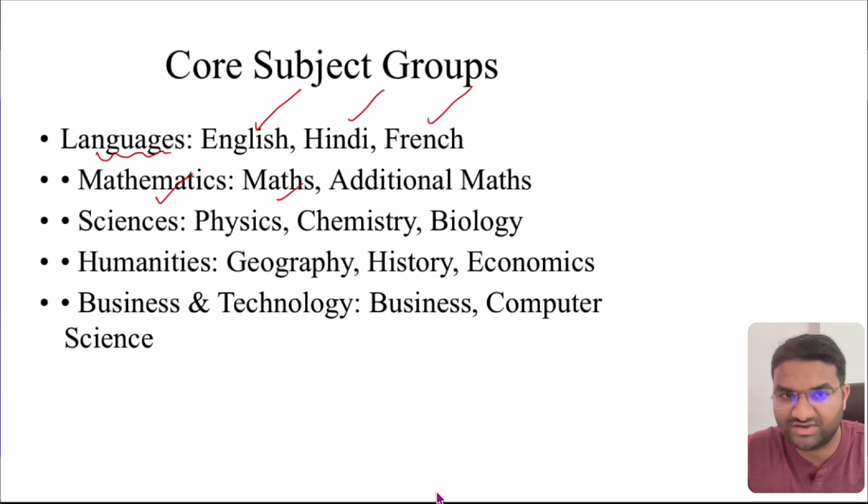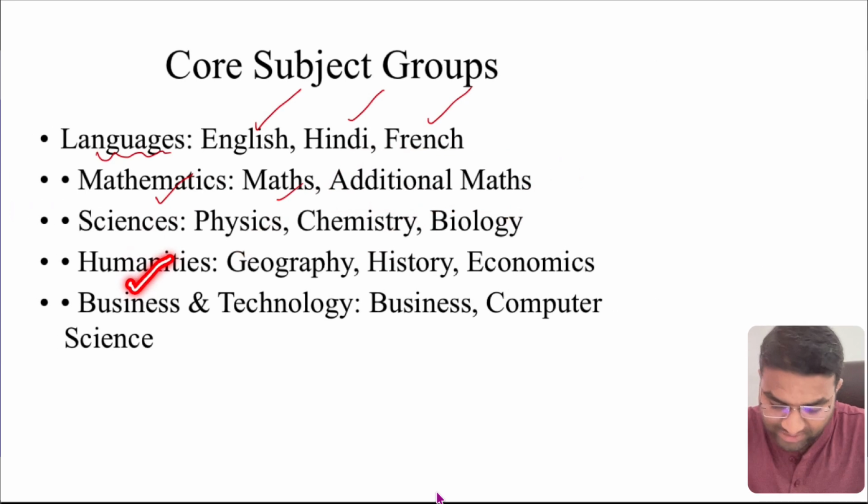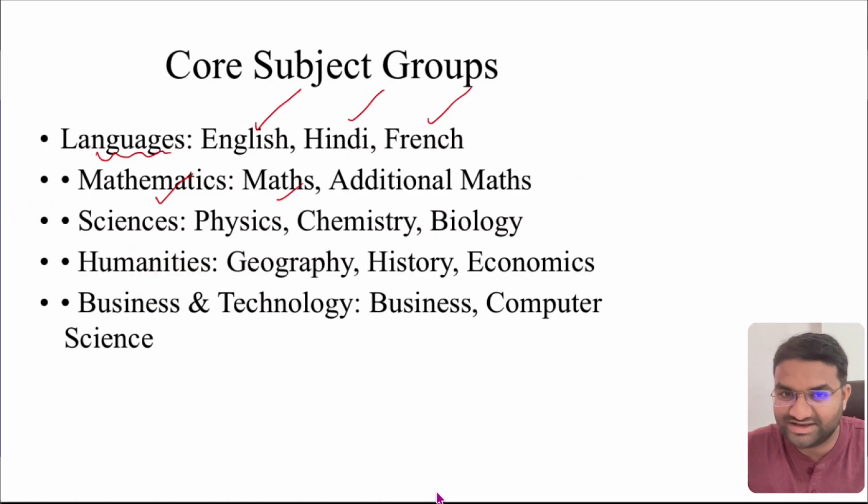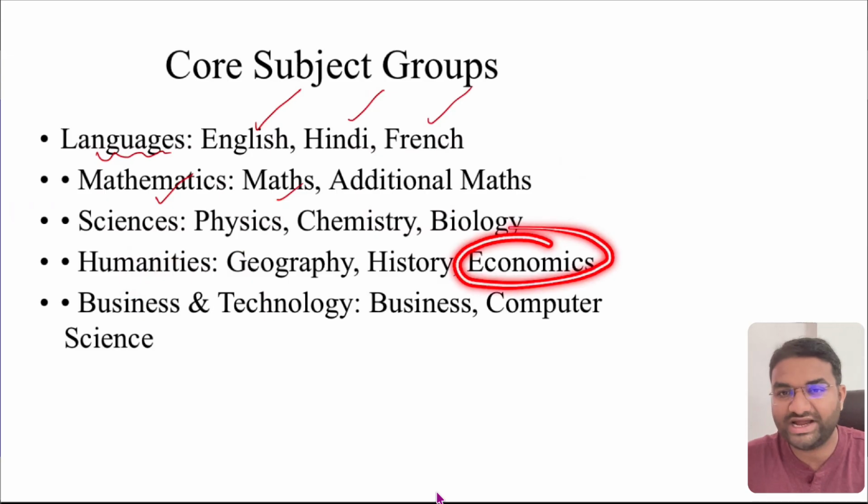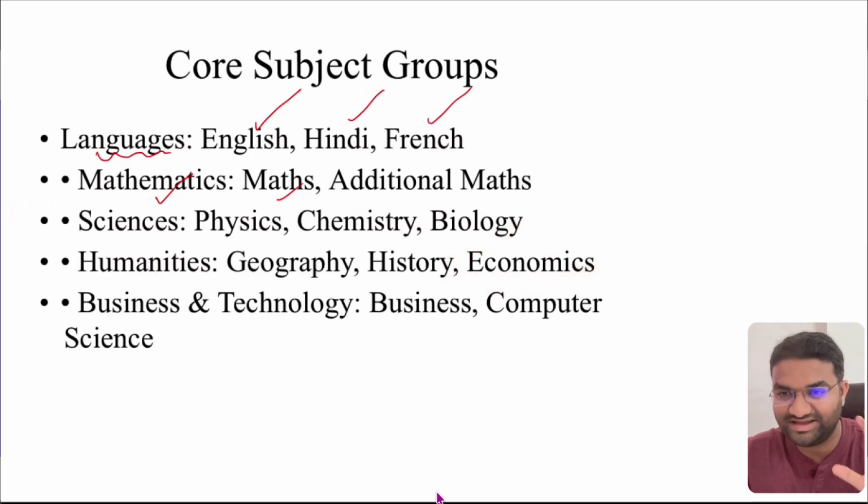Fine, physics, chemistry, biology. Then along with that, one humanities subject. Okay, either geography, history, or economics. But these days in the volatile world, if you understand economics and geopolitics very well, then it's recommended to go ahead with economics, but not necessarily. If you have a good interest in geography or history, then you can go ahead. All right, but economics is recommended in many schools.